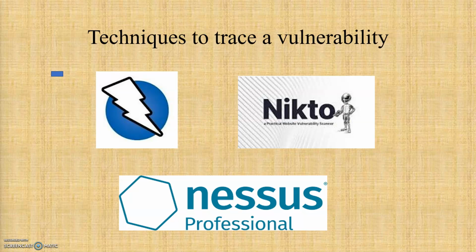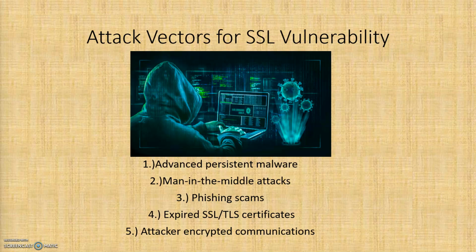The techniques that I used to trace the vulnerability were the following: OWASP ZAP and Nikto to assess probable issues and understand attack patterns. Nikto and OWASP ZAP are open source web vulnerability scanners, and I also utilized Nessus, which is a proprietary web vulnerability scanner developed by Tenable Network Security, to trace a vulnerability. The attack vectors for SSL vulnerability were the following: advanced persistent malware, man-in-the-middle attacks, phishing scams, expired SSL/TLS certificates, and attacker-encrypted communications.